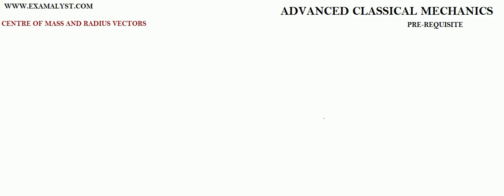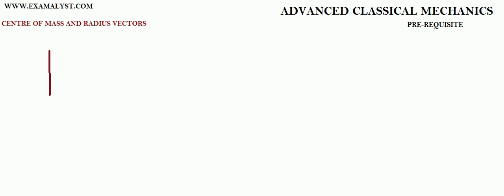But to understand advanced classical mechanics, we need to understand some prerequisites. One of the most important things that you need to understand is the radius vector and how to work with it. Then we'll talk about center of mass and the concept of reduced mass, some prerequisites that will help you understand advanced classical mechanics. So let us start our discussion.